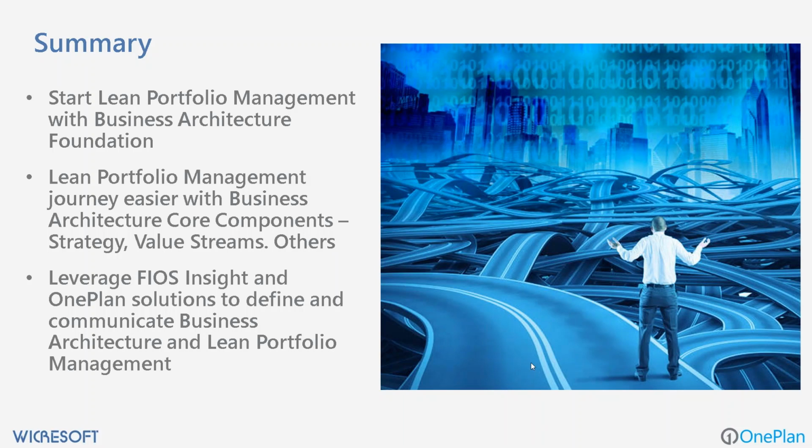So as you've seen from everything we have shown, it makes a lot of sense to start your lean portfolio management with a business architecture foundation. Some of these elements might already exist within your organization. They might already have been defined, but not necessarily put together, coalesced, and integrated into what we call business architecture. So this is an opportunity for you to crystallize and make clear to the rest of the organization how the organization delivers value and how the organization defines its strategy. Your lean portfolio management journey is going to be easier if you focus on these business architecture core components.